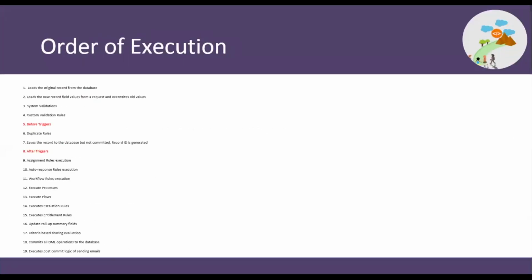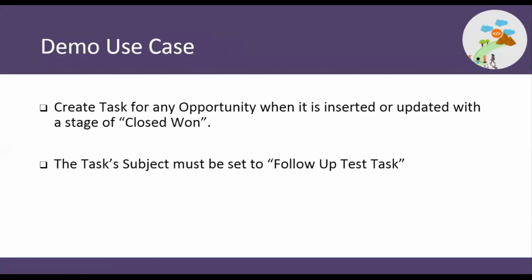So just before we jump into anything, I'd like to set the context. For any and every example that we do today, we are going to be using a simple use case. The use case is very simple. Whenever an opportunity is inserted or modified, and the stage is set to closed won, we want a task to be created for that opportunity, and the subject must be set to a follow-up test task. So that's the use case that we're going to adhere to for all the examples that we have here, right?